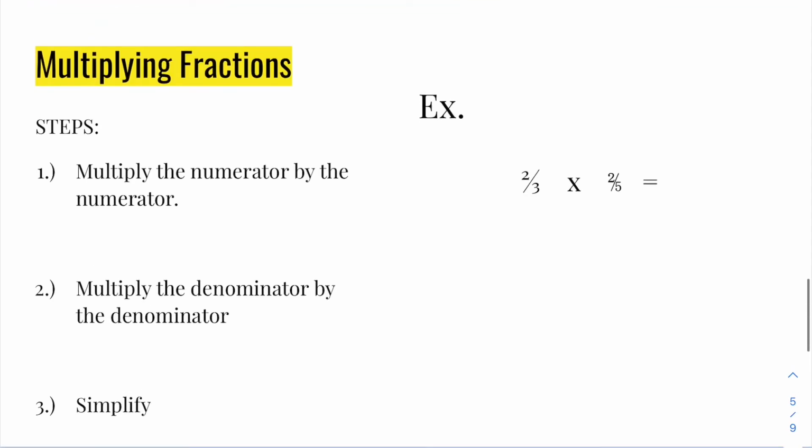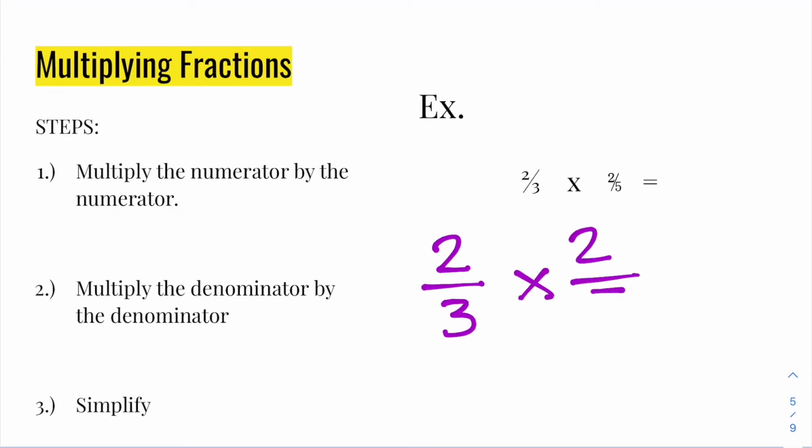Here is 2/3 times 2/5. First, I will rewrite the problem. 2/3 times 2/5. Now, step 1. Multiply the numerators together. What 2 numbers am I going to multiply together here? That's right. Did you say 2 times 2? That's right. So 2 times 2 is 4.